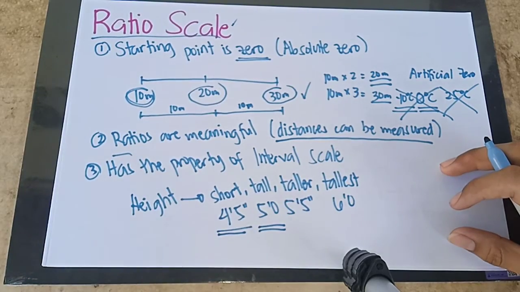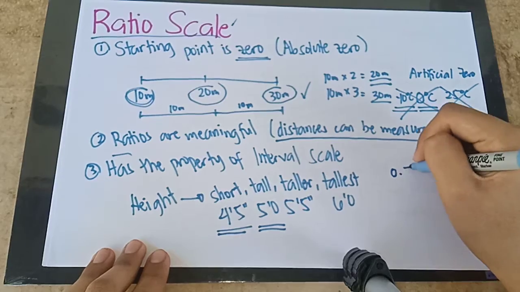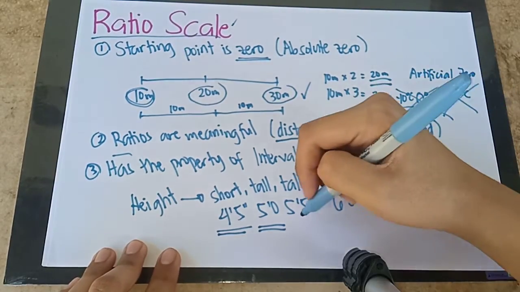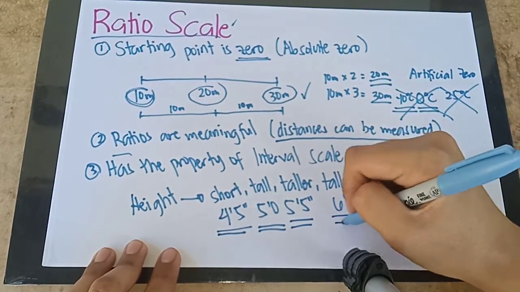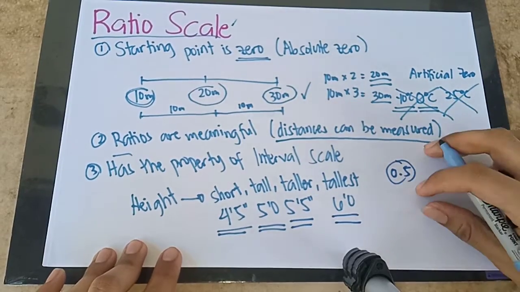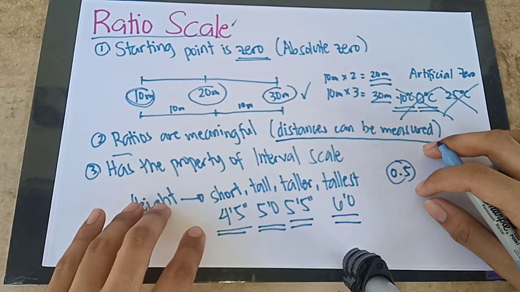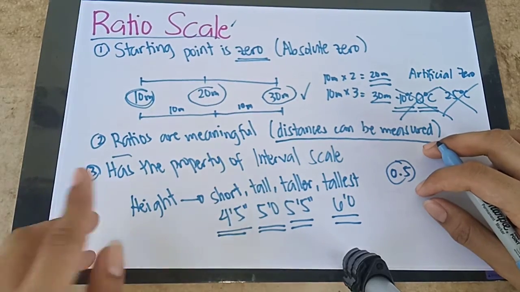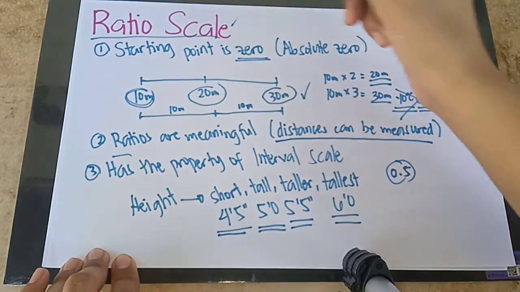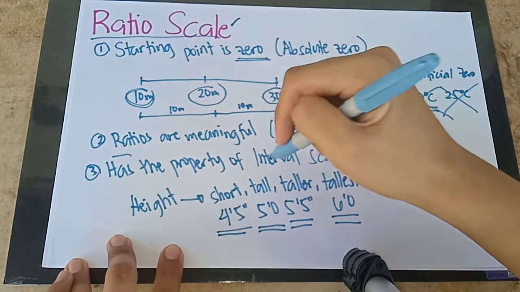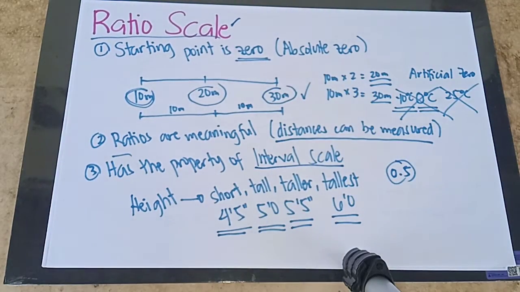Of course, there is. Now, 5 minus 4.5 is 0.5, meaning to say there is a 0.5 distance, as well as between this one and this one. There is a 0.5 distance. Okay? So meaning to say, it is 1/2 times more. So meaning to say, in ratio scale, we can have the property of interval scale. Now, what can we observe with this example?